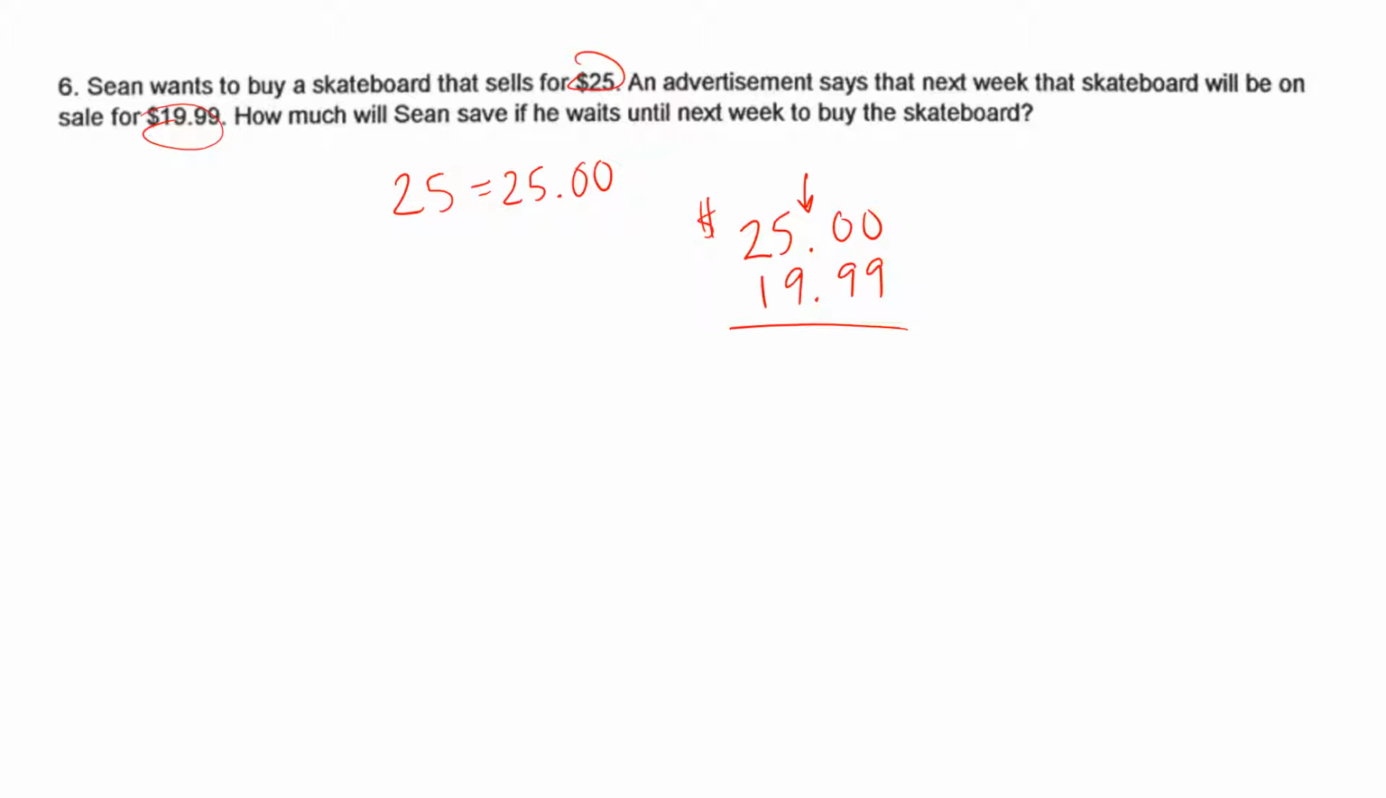Okay, now let's see. I got to borrow and all that stuff. So this is going to be 10 minus 9 is 1. This borrowed is 9. 9 minus 9 is 0. Here's that decimal point. And then I had to borrow here. So that's now 14. 14 minus 9 is 5. And this was borrowed from. So that's 1. And 1 minus 1 is 0. So our total is $5.01.